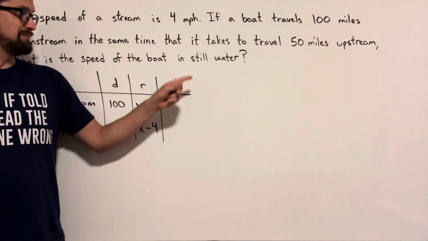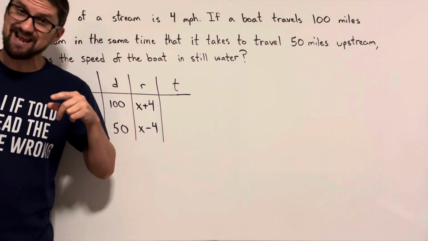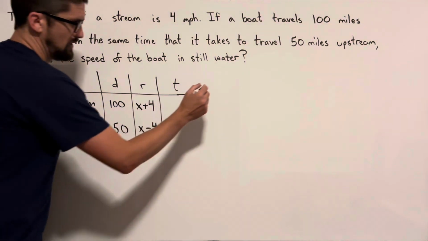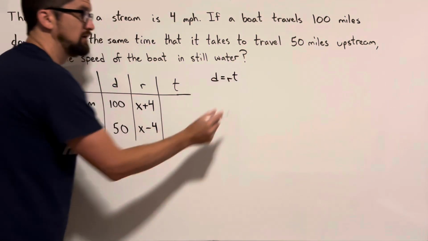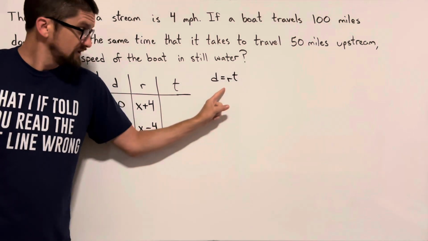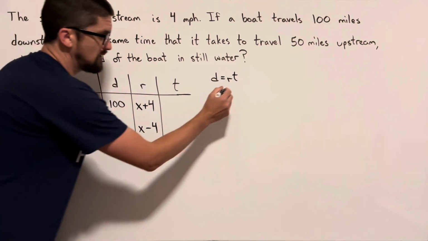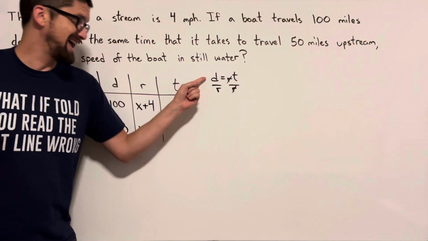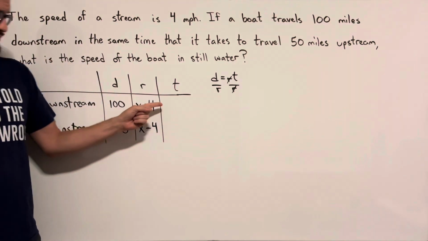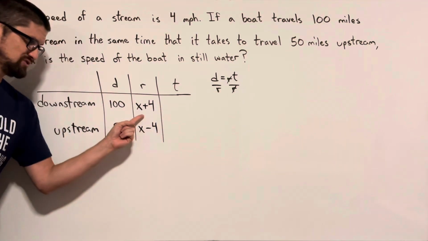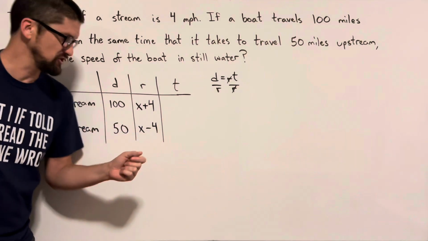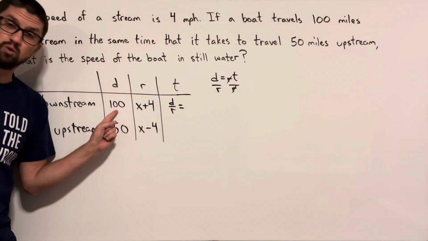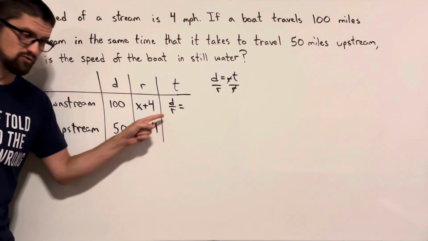Now we don't have anything about the time except that the times are the same. To fill in the time column, I'm going to use the formula. The formula for distance, rate, and time is D equals RT. And if you solve this for T, just divide both sides by R. And you have an expression for time as distance over rate. So I'm going to fill in this last column using the distance and rate that I found earlier. So this time, distance over rate, for downstream, I'm going to do 100 divided by X plus 4.